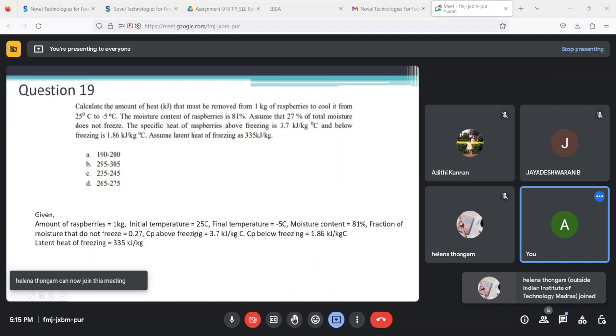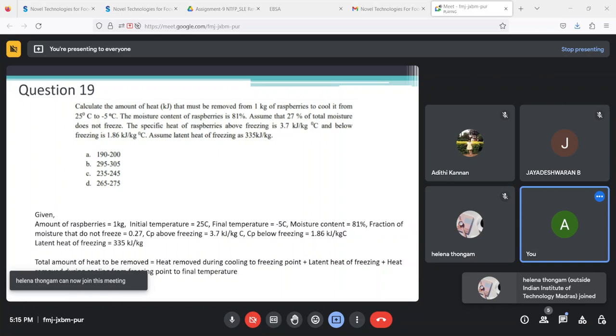So the Cp above freezing point is 3.7 kilojoule per kg degree Celsius. The Cp below the freezing point is 1.86 kilojoules per kg degree Celsius. And the latent heat of freezing is 335 kilojoule per kg. So in order to calculate the total amount of heat, that is equal to the heat removed during the cooling to the freezing point plus the latent heat of freezing plus the heat removed during cooling from the freezing point to the final temperature.